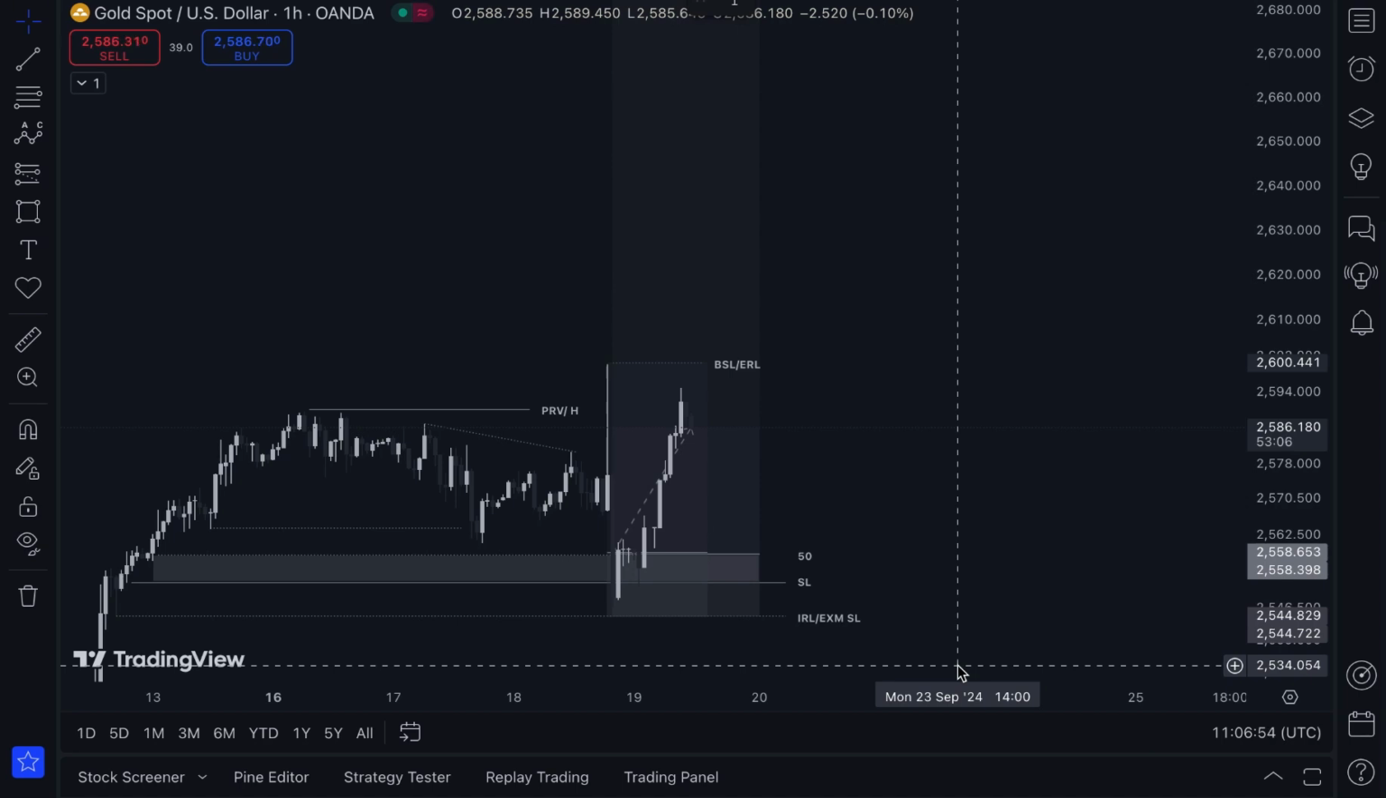So this was our setup for yesterday. Yesterday we hit 2 TP targets on the free signal channel.